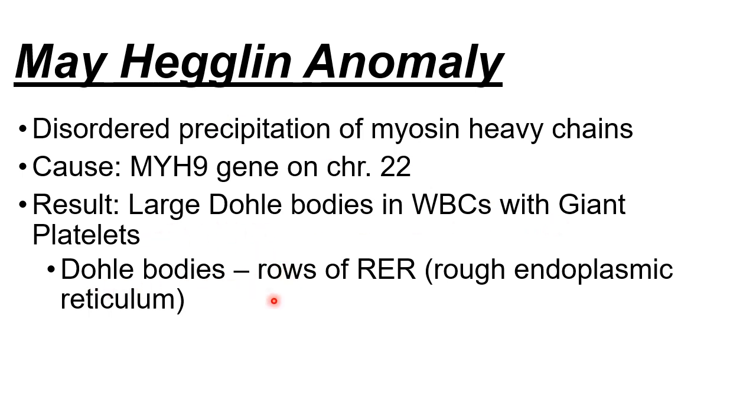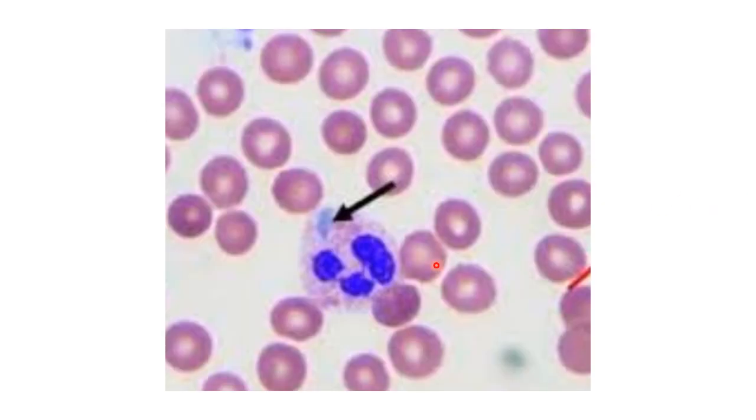So ano tong mga Döhle bodies na to? These are actually accumulated RER o tinatawag natin rough endoplasmic reticulum. Na dapat wala na in mature WBCs. So the persistence of your RER, halimbawa dito sa mature neutrophil na to, is what you call the Döhle bodies. And madalas, associated sila with May-Hegglin Anomaly. And yung sa May-Hegglin Anomaly, anong abnormality ulit? MH, myosin heavy chains.